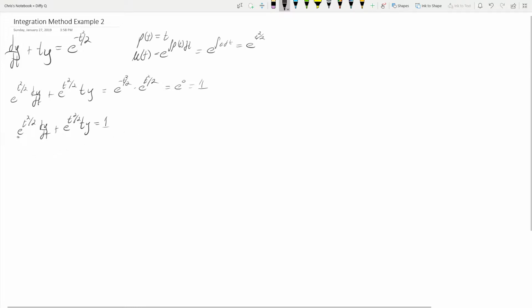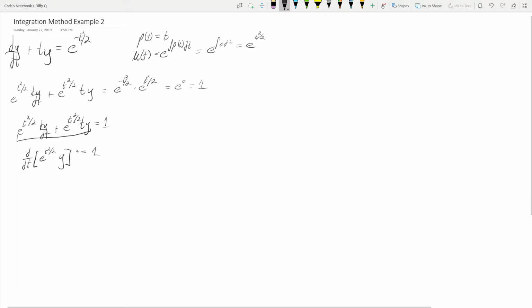And as before, we know this is equal to d/dt of mu(t) times y, which is going to be e to the t squared over 2 times y. And if you want to do this yourself, when you take the derivative of this, it should equal this equation right here. I'm not going to do it. I've done it before. You can check out the other videos where I prove this.